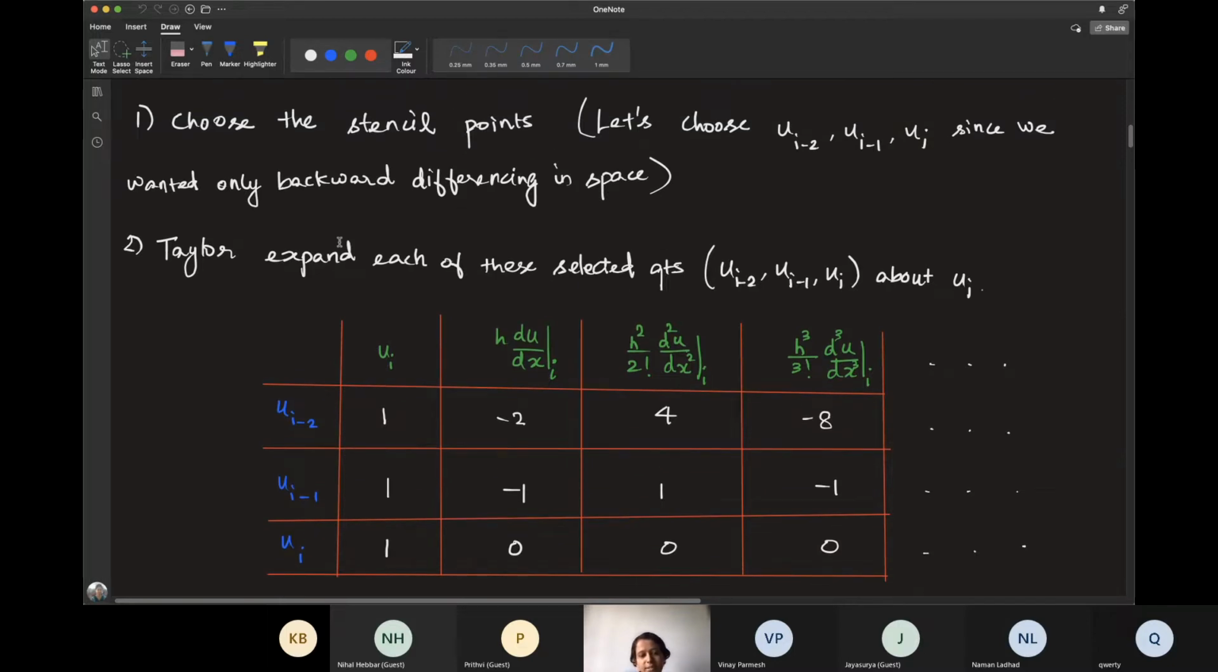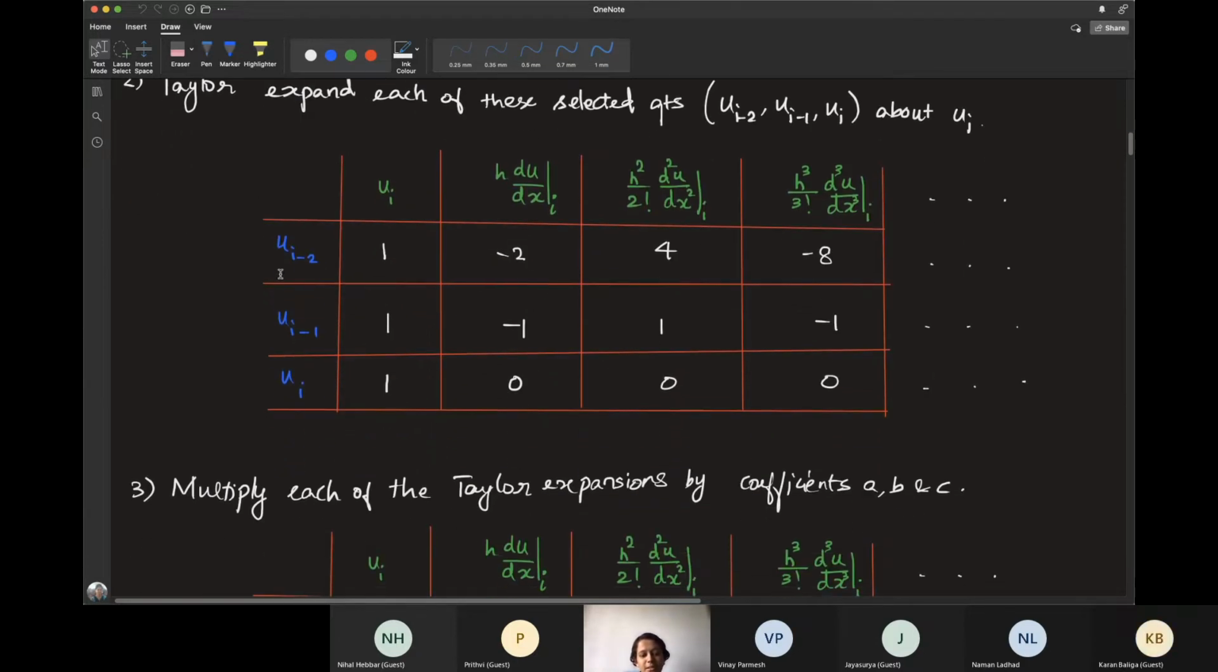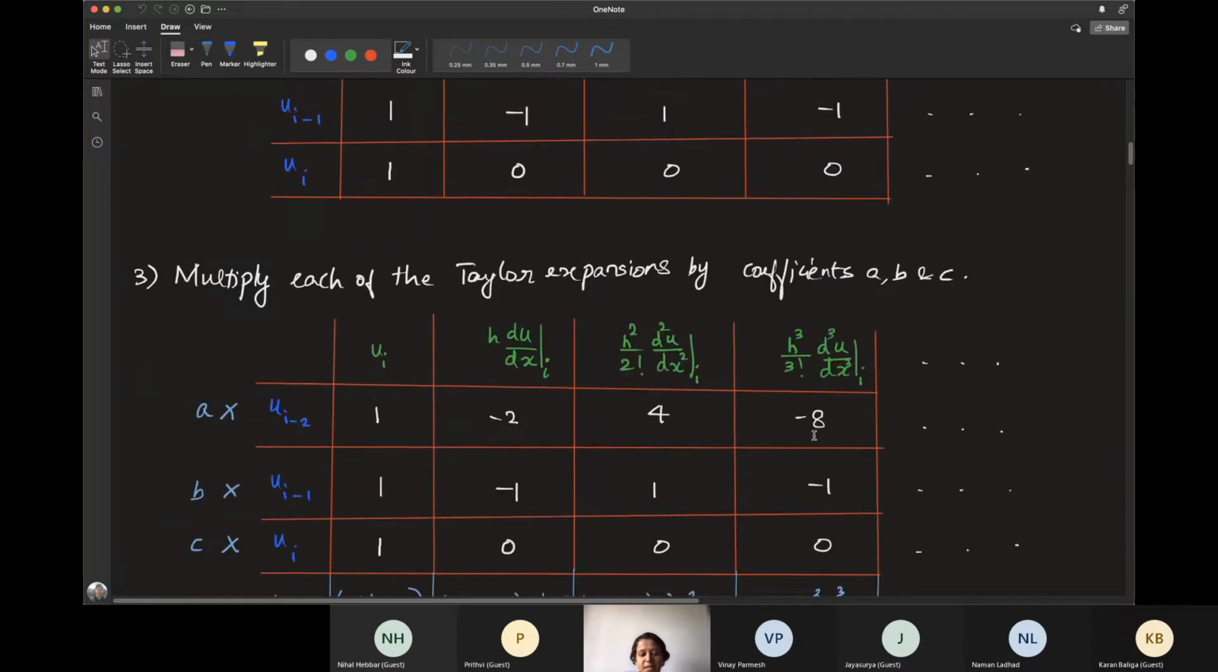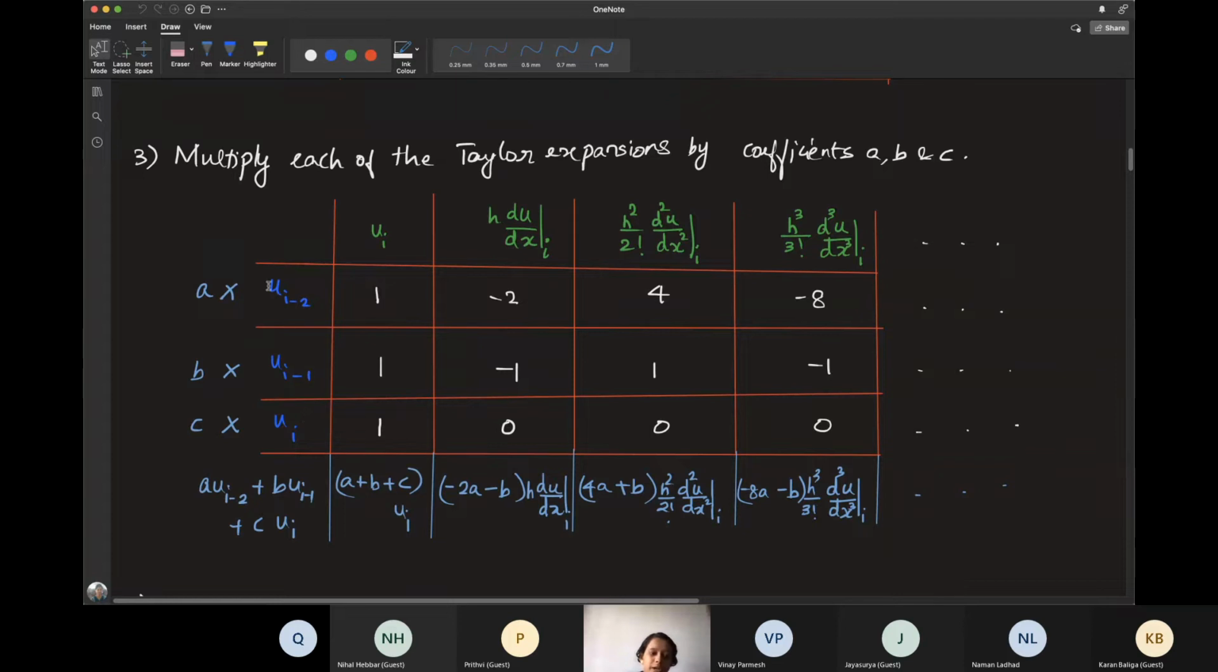So as of now, you take the stencil points, identify them, and Taylor expand each of them this way. Now you need to consider some weights. I'm multiplying each of these terms by the coefficients a, b, and c. To ui minus 2, I'm multiplying by a, ui minus 1 by b, and ui by c. So I'm multiplying each of these by some coefficients, and in that case the whole of this row will get multiplied. Now adding them all and putting it at the bottom, this whole thing is going to be something like this.